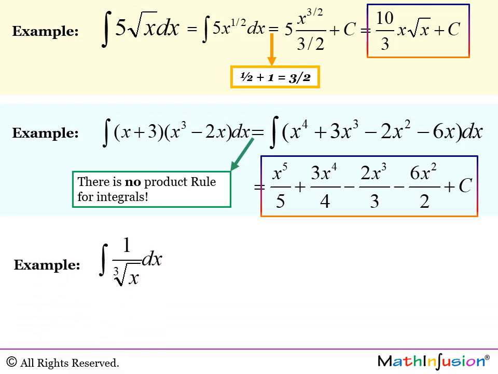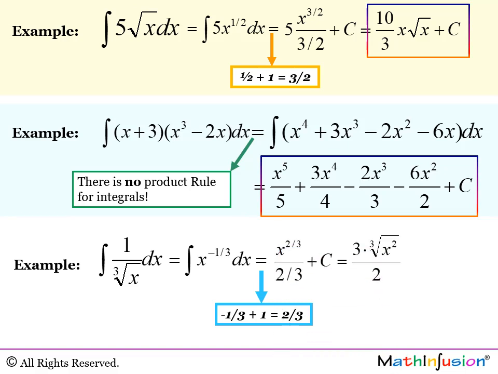And what about this one? I just need to express this as x to the power. And this is x to the power of negative 1 over 3. So I will use just the power rule. I have to know what is negative 1 over 3 plus 1. It's 2/3. And I get this. And again, I'm just trying to write it a little bit differently. You don't have to right now.